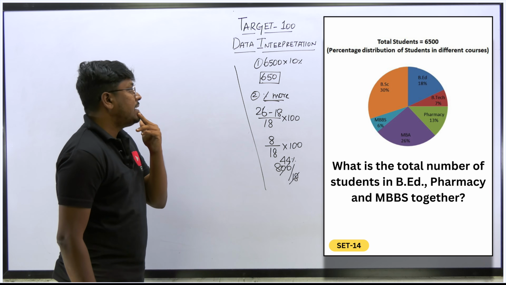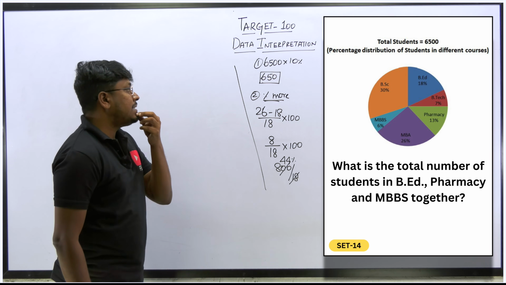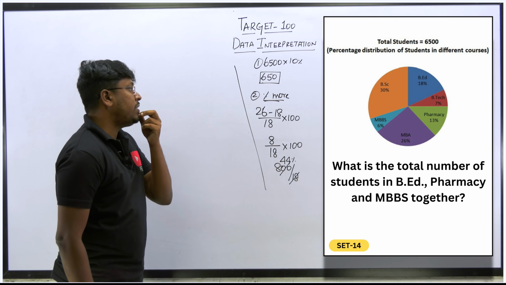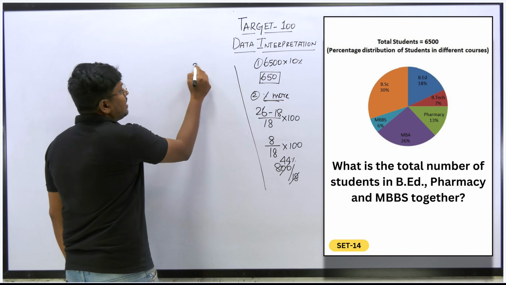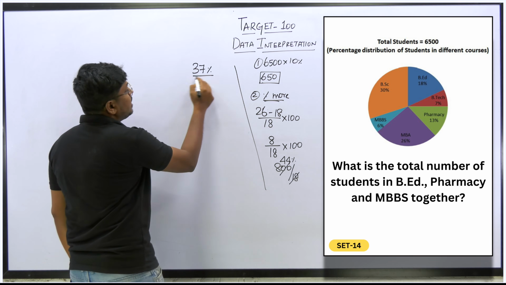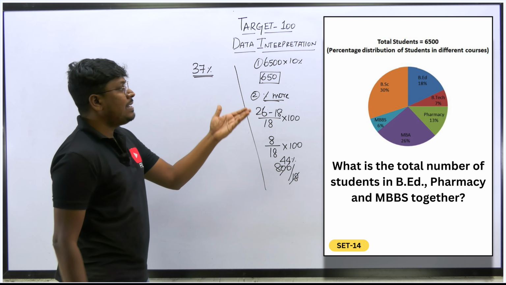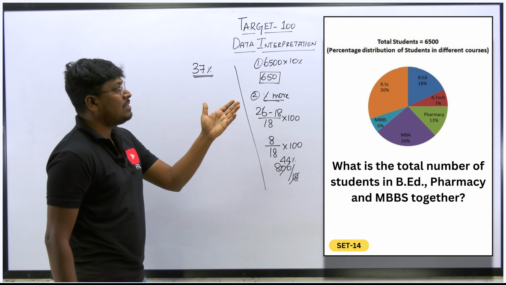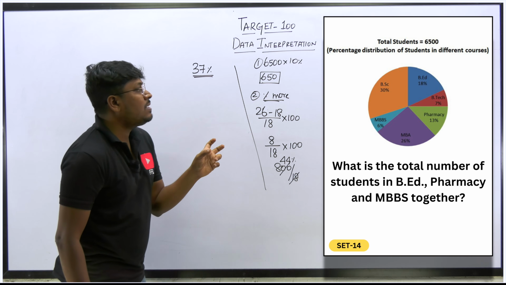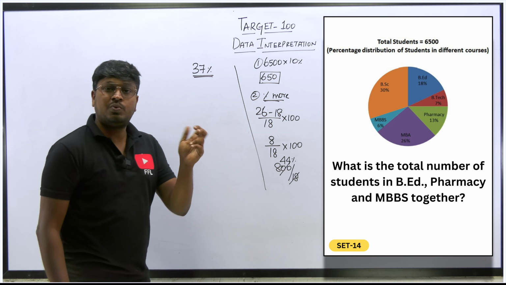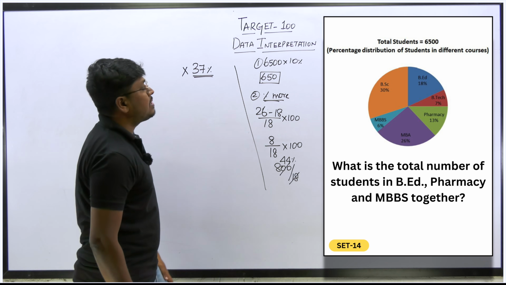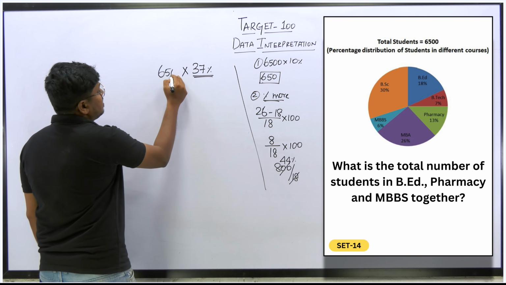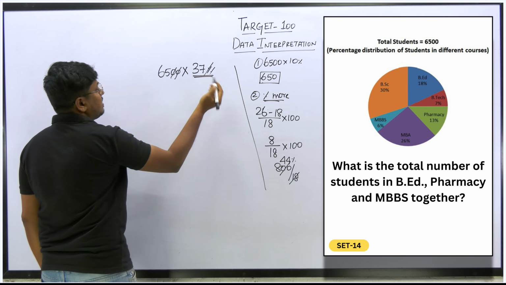18%, 13%, 6%. So 18 plus 13 is 31, plus 6 will be 37%. So 37% will be the total number of students studying in all 3: B.Ed, pharmacy as well as MBBS. But our target is to find the total number of students in terms of numbers. So the total number of students is how much? 6,500. The zeros cancel the percentage.